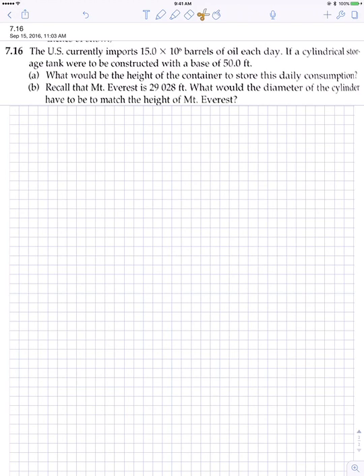And here's the video solution for problem 7.16. In this problem we're given a large number of barrels of oil per day. So we have 15 times 10 to the 6th, so 15 million barrels of oil.